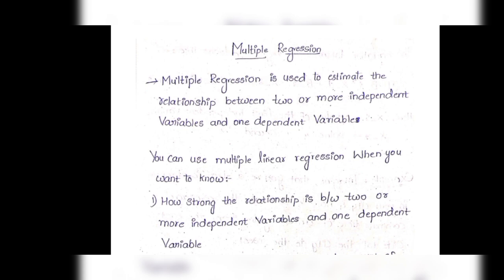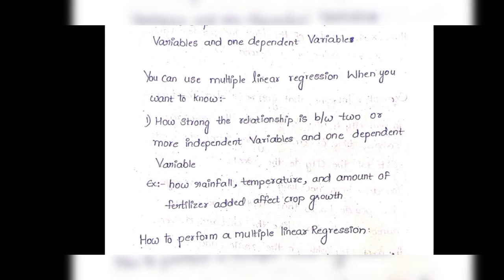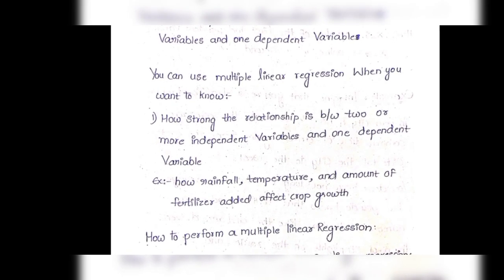So where are we using multiple linear regression? We can use it when you want to know how strong the relationship is between two or more independent variables and one dependent variable. So we are testing whether the relationship between the two or more independent variables and the one dependent variable is strong or weak. How? Let's see this example.